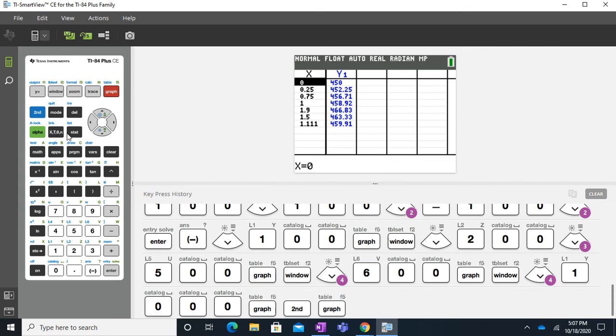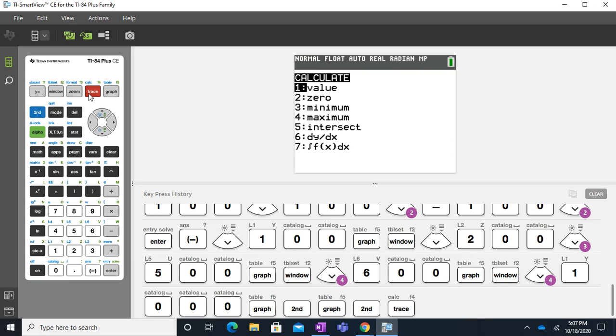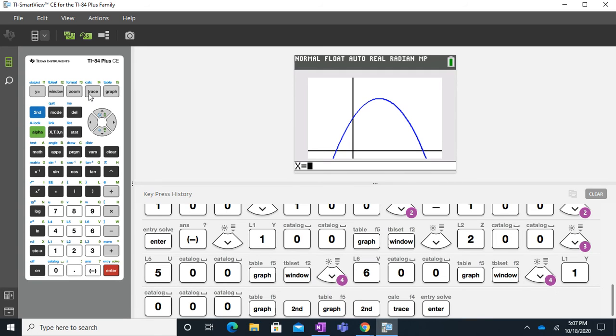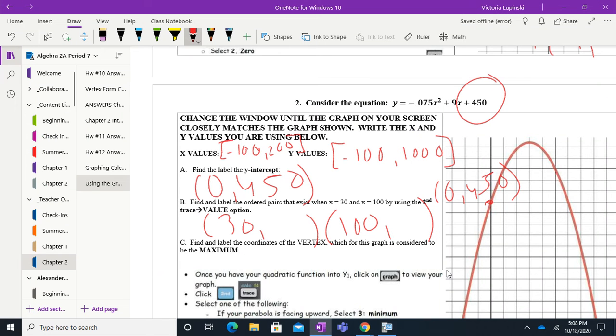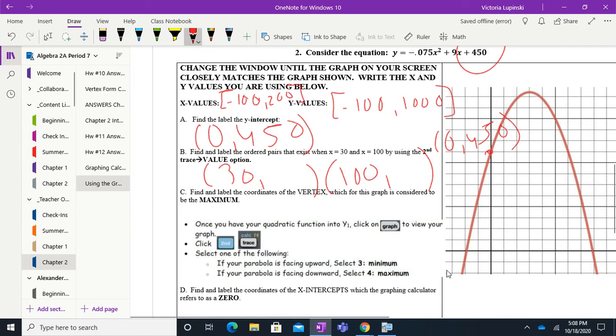So back to the calculator, you're going to press second trace. You're going to choose value. The first value was 30. Hit enter. Turns out that that has a value of 652.5. So let's go ahead and graph that on here. Or we can graph that after. So 30 and then 652.5.